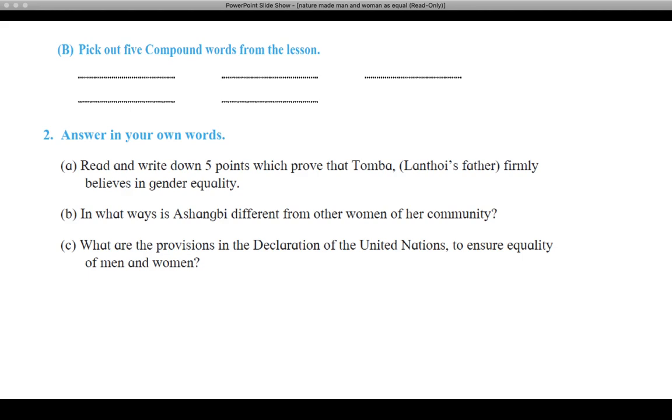Now, in question number 2, I want you to do this on your own because you have to give your opinions, your ideas about what you feel after you have read the lesson. So these 3 questions have to be put down in your notebook along with the questions that are there at the side of the text, the side of the lesson, all those questions along with question number 2.